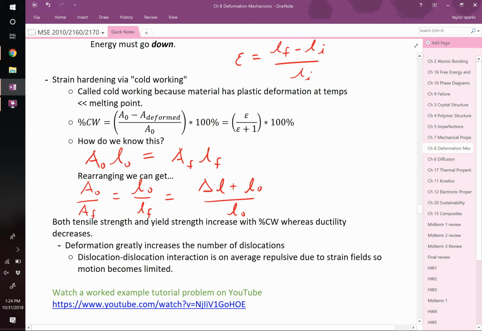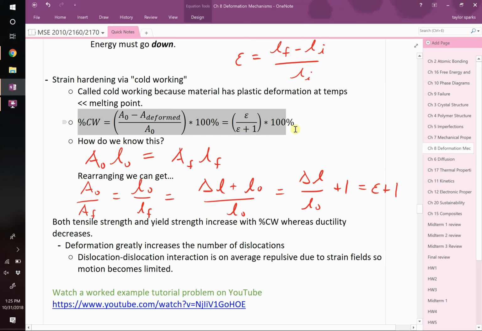Divided by L naught. And that's just equal to delta L over L naught plus 1. And that's just equal to epsilon plus 1. So it's a pretty straightforward series of steps that we took. So if by the same exact math you wanted to figure out A naught over AF, AF over A naught, you end up with this extra term of epsilon over epsilon plus 1. In either case you want to do it, this quantifies the amount of cold working that's accomplished.